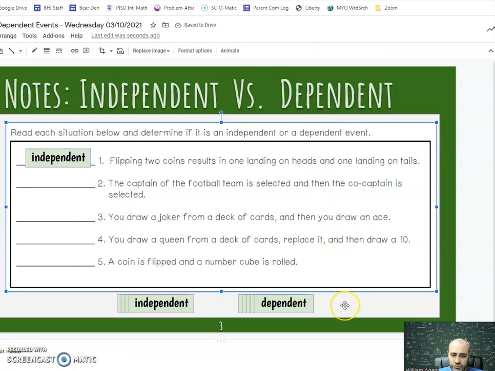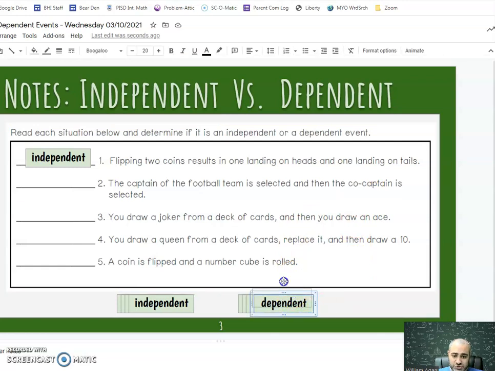Number 2, the captain of the football team is selected, and then the co-captain is selected. So let's say you have 20 people that want to play football, and you pick the captain. Now you need to pick your co-captain. Do you still have 20 people? No, you already got one person out of there, so now you only have 19. So that is dependent because everything changed once you took one person out of the group.